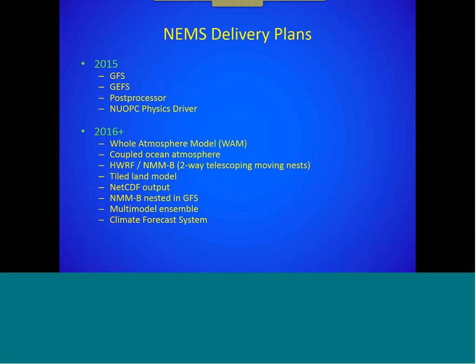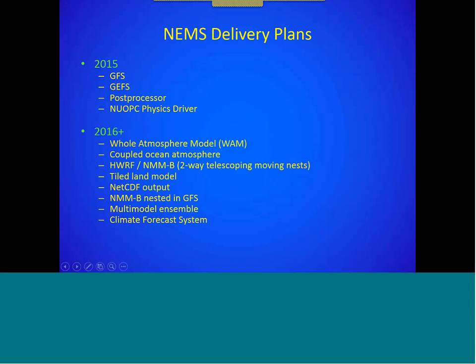And so what are our delivery plans for NEMS? It says 2015, but that's really fiscal year 2015, so that's actually fall of 2014. The GFS should be in the NEMS, and the same with the global ensemble, which might be a couple of months after that. And when the GFS is in NEMS, the post-processor will be in NEMS, because we run a post-processor inside the NEMS. I didn't show that in the diagram, but the post-processor is part of the component, and it used to be an external application. And hopefully we'll include a NOAA CPO physics driver.